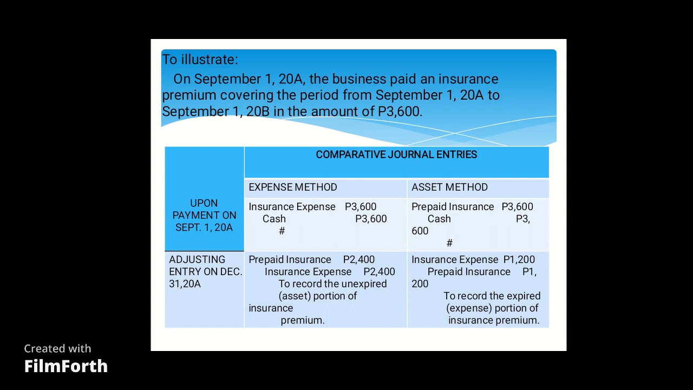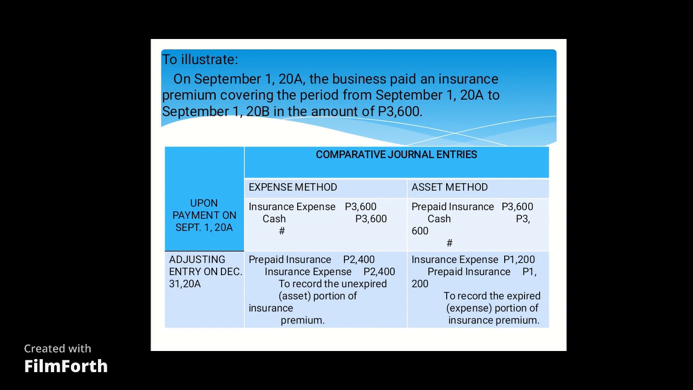So, upon payment on September 1, 20A, in expense method, the debit side is insurance expense and credit cash with the amount of 3,600. And in asset method, the debit side is prepaid insurance 3,600 and credit cash with the amount of 3,600 as well.